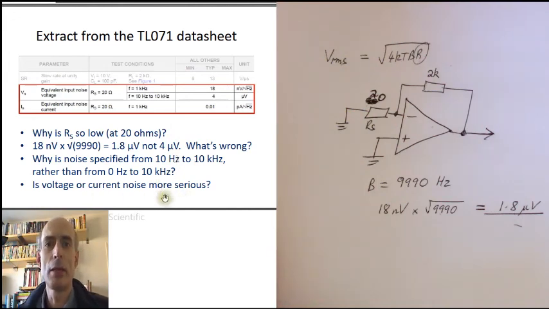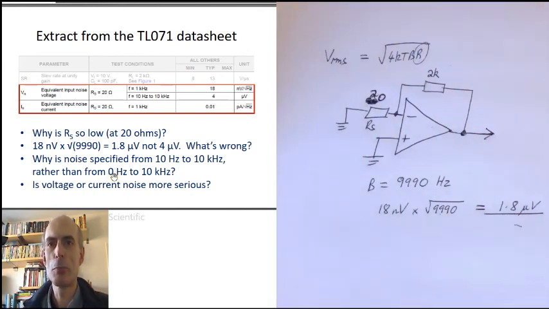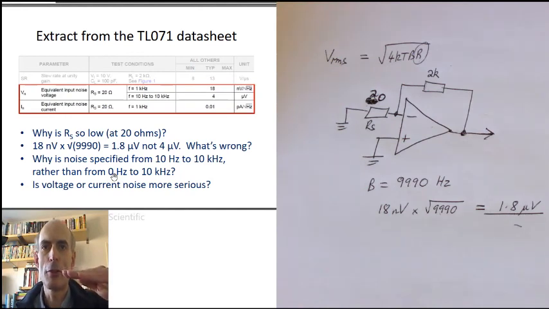Another point I'll make just while we're here is that there's no point in measuring noise at DC, at 0 Hz, because there's no such thing. Noise at 0 Hz would just be a voltage offset, which doesn't change. It's at 0 Hz. It doesn't move. If there's just a fixed offset, then we can compensate it out, so it's not a problem.